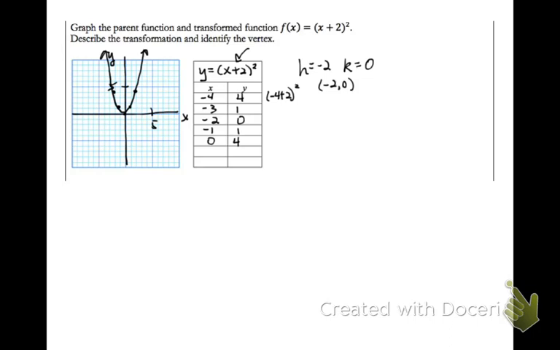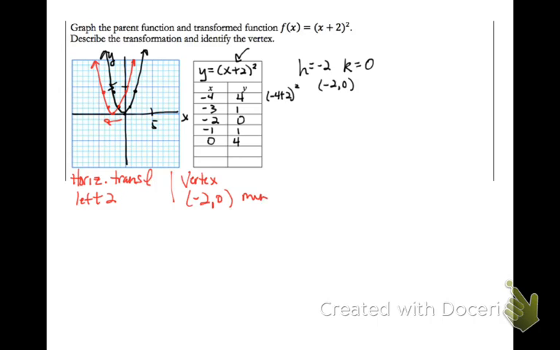All right, I'm going to graph this in red so that we can see our transformation. -3, 1. Nice smooth U-shaped curve. There, now you can see that this has shifted 2 to the left. So to describe our transformation, we'll call this a horizontal translation left 2. And then let's just get down what our vertex is, and in this case it's a minimum because it is the lowest point. And so our vertex is at -2, 0.